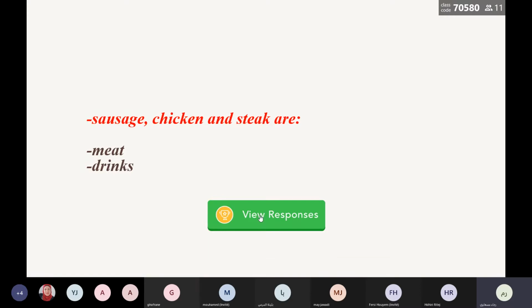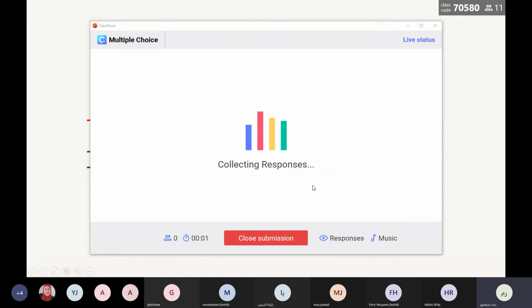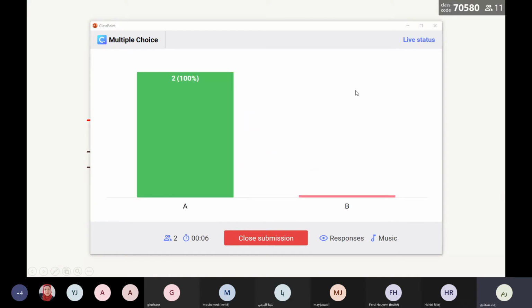Okay. So I repeat, you have a list here, okay? Is this type of meat or drinks? What do you choose? I have already 8 people who answered. Very good. Well done. So is it a type of meat or drinks?